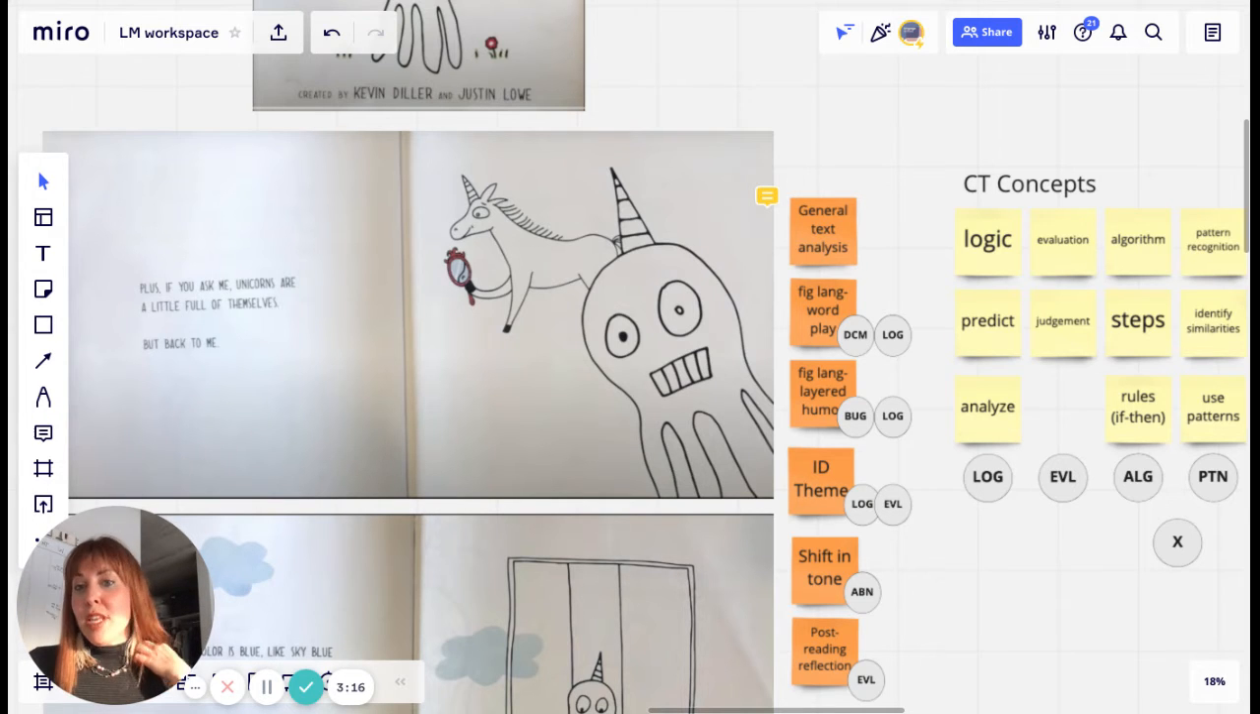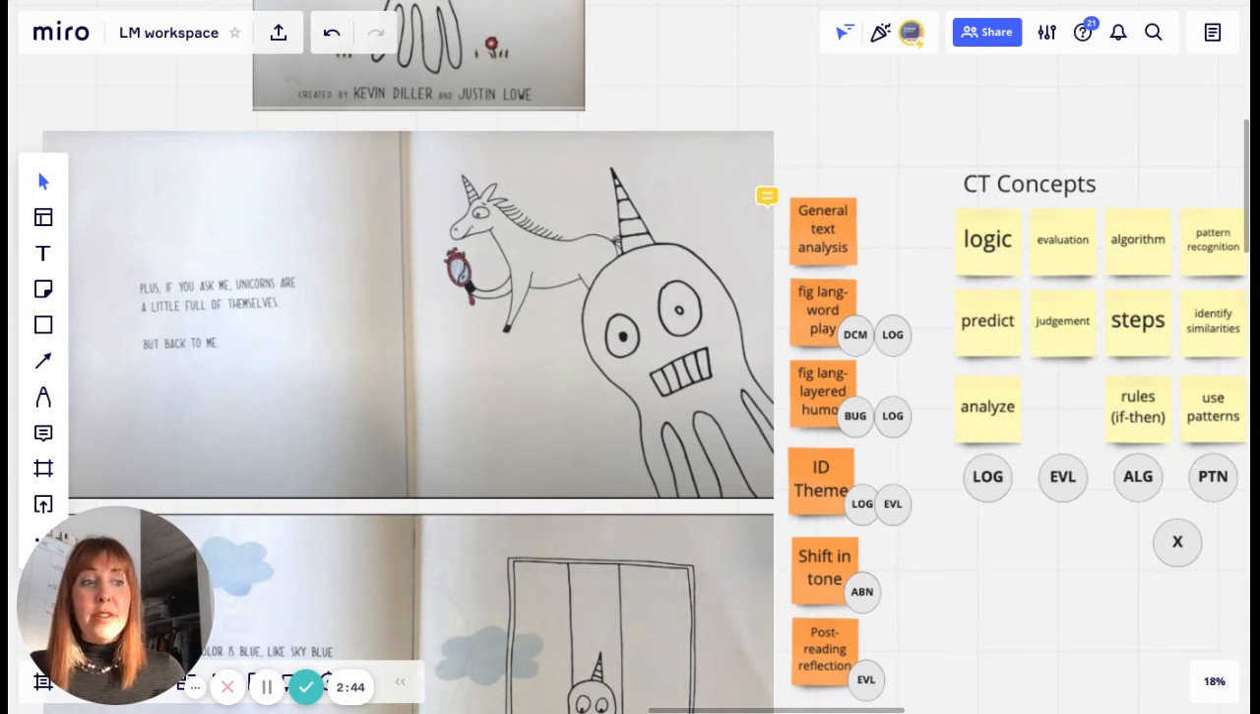So early in the text, we see on this page, "Plus, if you ask me, unicorns are a little full of themselves. But back to me." And of course, the illustrator has octocorn sort of like going in front of the unicorn, right? And as adults, we understand why this is funny. He's talking about unicorns being self absorbed. And then, of course, he does an act that is self absorbed. So some of our students aren't going to understand the inference there or the play on words.